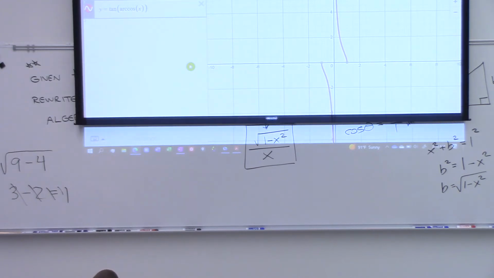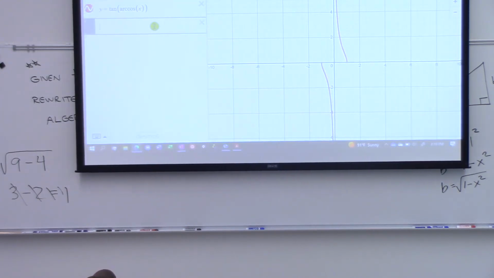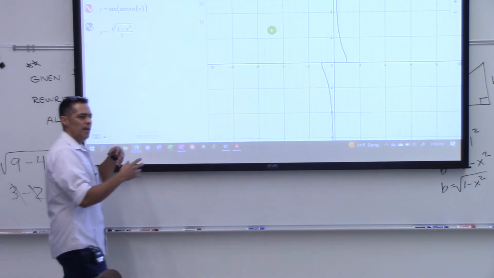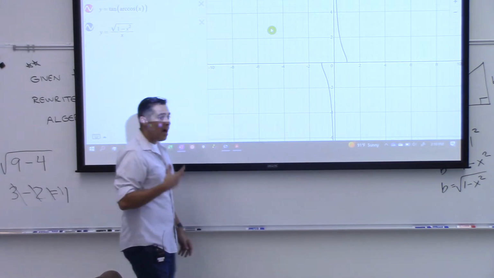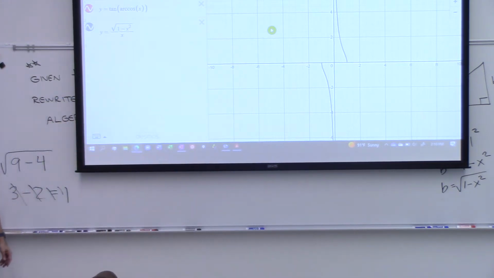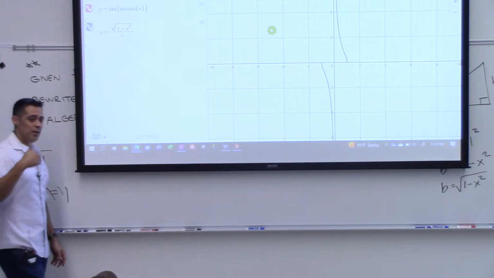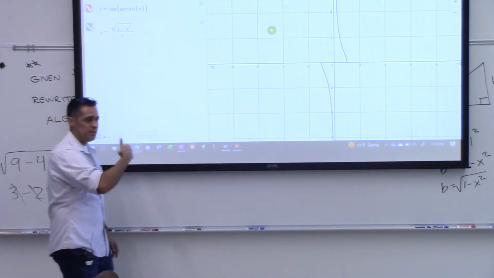Now what I'm going to do is graph what we just did, the algebraic expression, which was the square root of 1 minus x squared, all of that divided by x. It's the same thing. So we have found a way to convert a trigonometric expression over to an algebraic expression. In a calculus class, we might have a trigonometric expression that we need to do something with, and it's better if we turn it into an algebraic expression first. And this is the process for doing that.